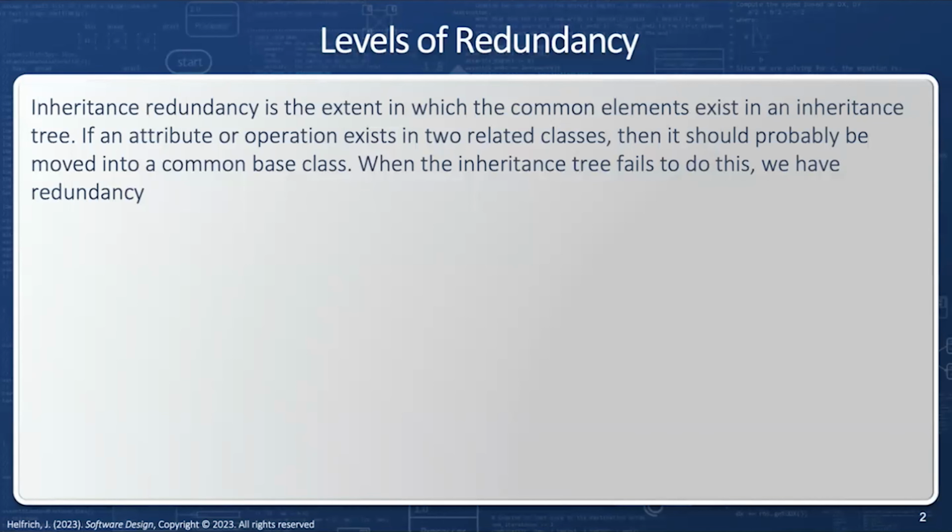Inheritance redundancy is the extent in which common elements exist in an inheritance tree. If an attribute or operation exists in two related classes, then it should probably be moved into the base class. When the inheritance tree fails to do this, we have redundancy.